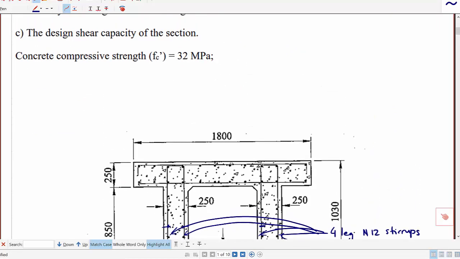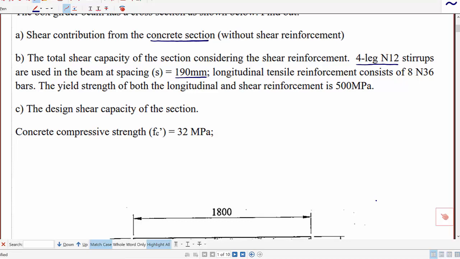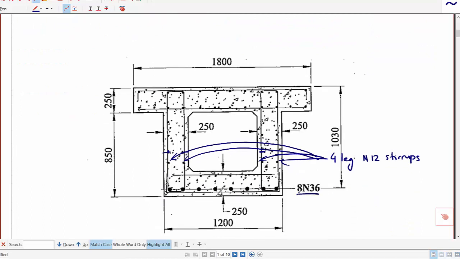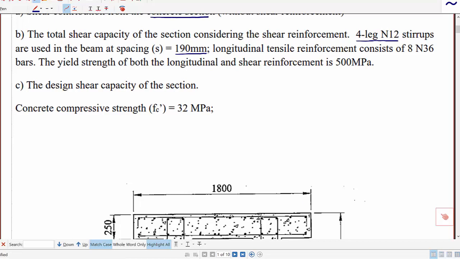So these are the stirrups in this beam, and the longitudinal tensile reinforcement consists of 8N36 bars. These are the longitudinal reinforcements. And then we have to find the design shear capacity. We have concrete strength as 32 megapascal.